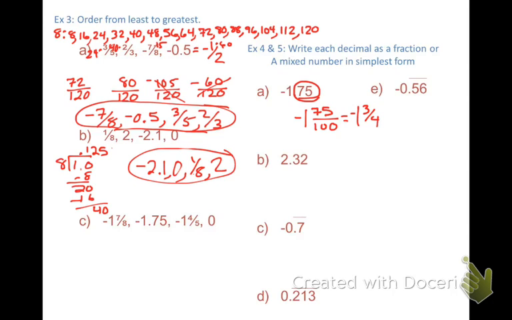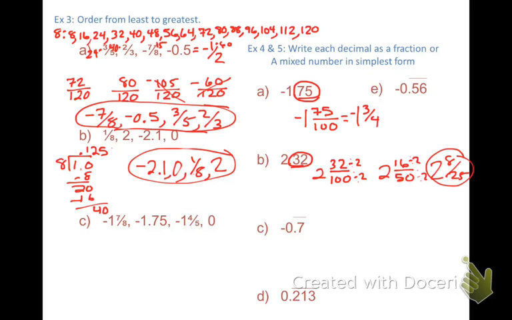Okay, B, again you have 2, and then you have 2 numbers after the decimal, so it's still going to be 100, and it's going to be 32. And then you would reduce it. I know 2 can go into it, so that would be 16 over 50. But I can also do 2 more. So it would be 2 and 8/25.